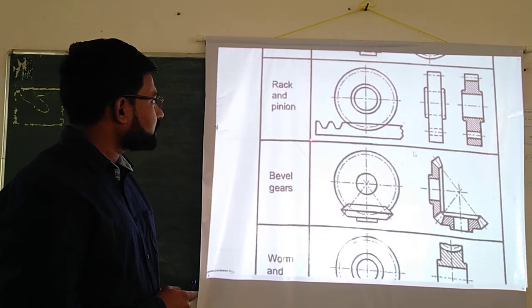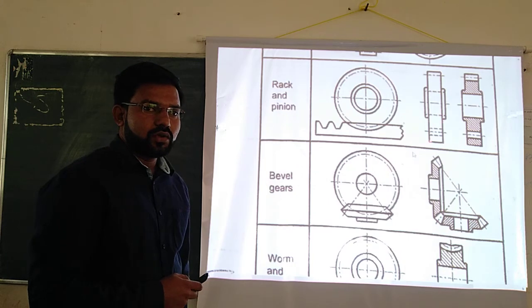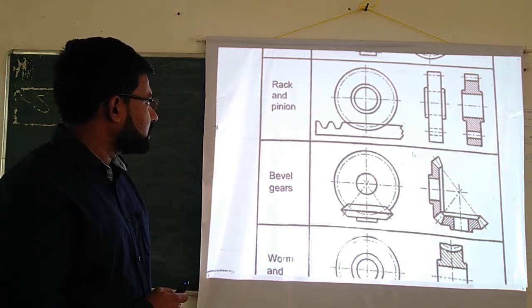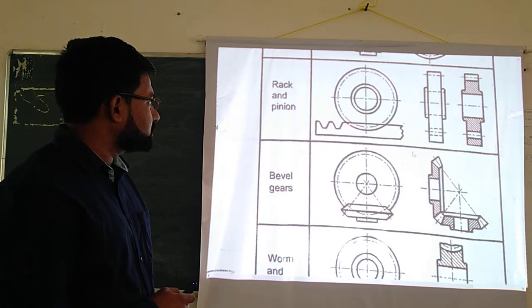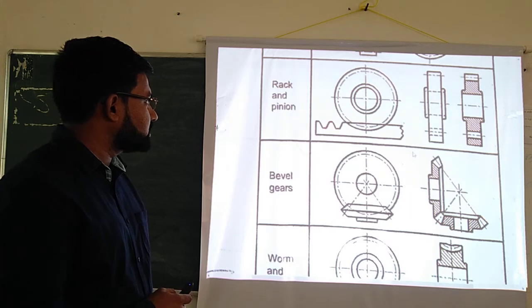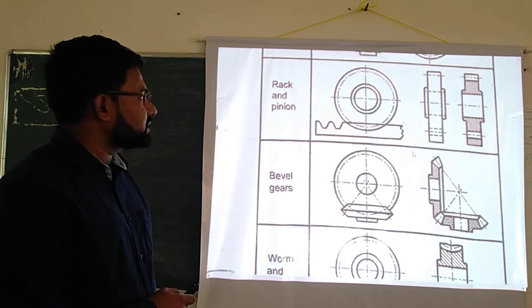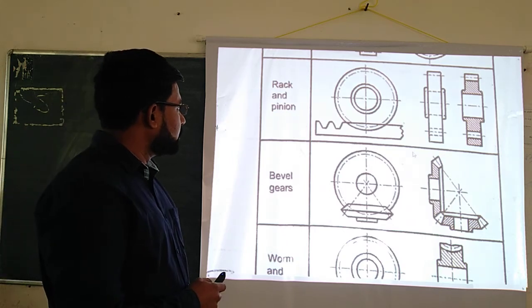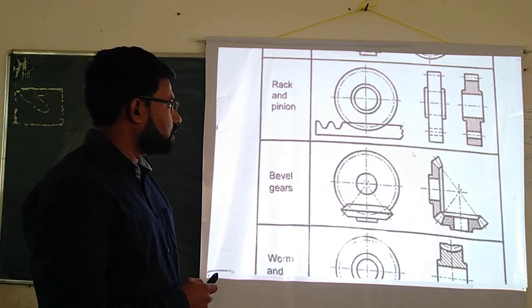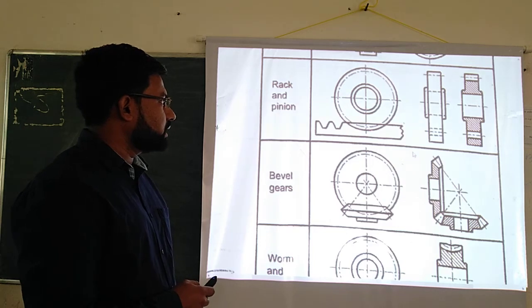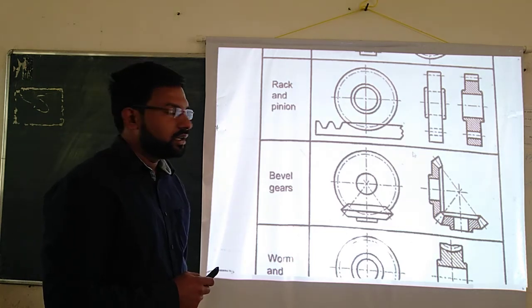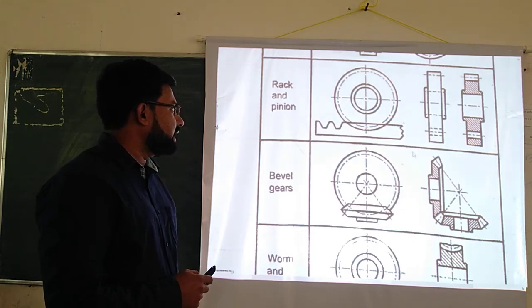Next, rack and pinion. In this rack and pinion, this is the rack. This horizontal component is called the rack. On this rack, the teeth are provided. This rack has a sliding motion; it moves only horizontally. It will slide horizontally, and the pinion will be rotating. So the motion is rotating and sliding.